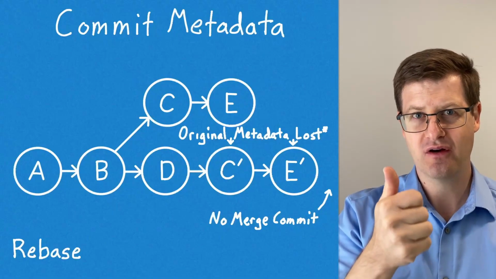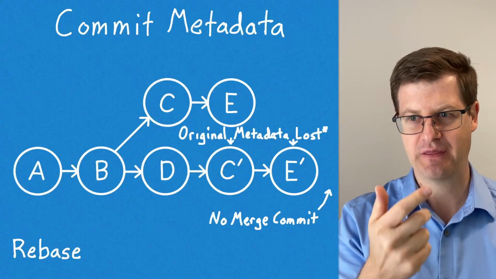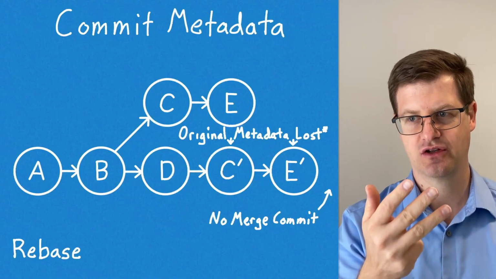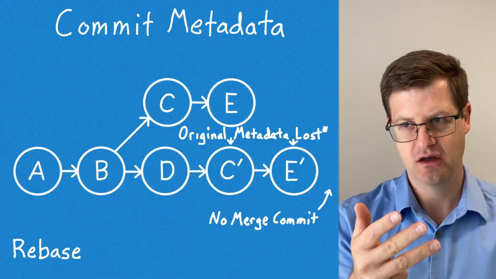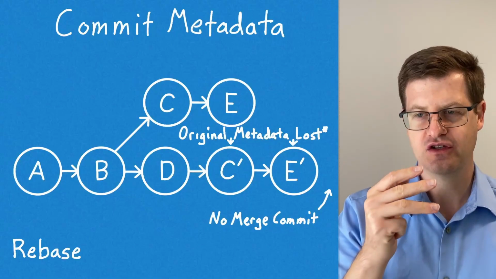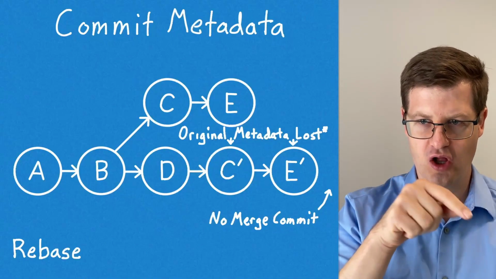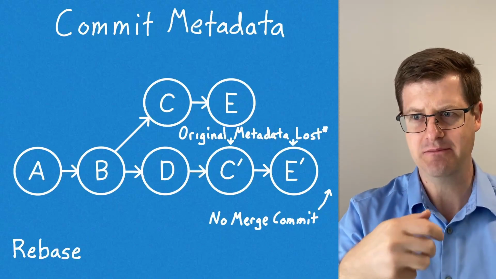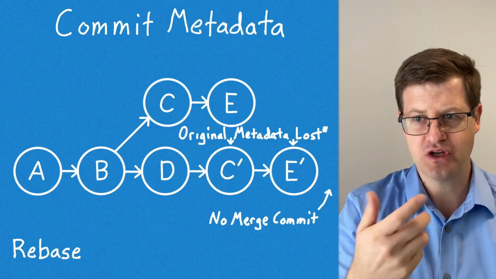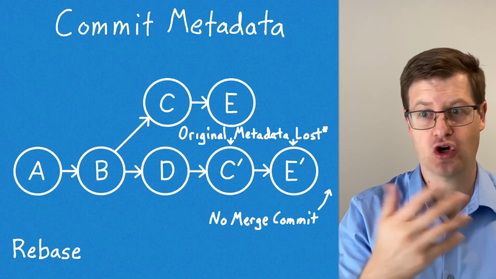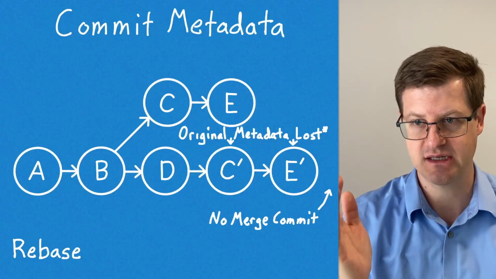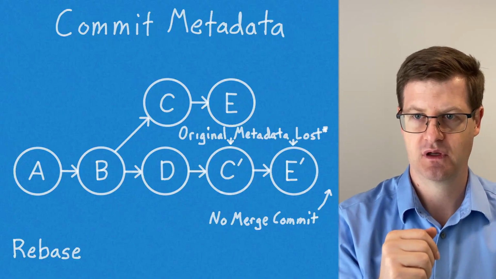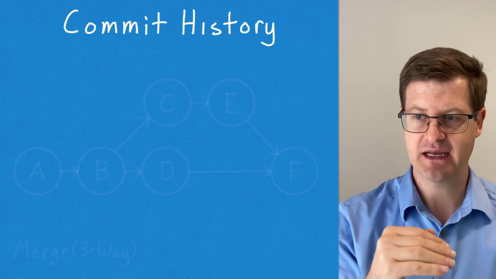So the author and message are maintained, but the committer changes and the SHA hash changes. The commit SHA changes. So there's no merge commit, but all of the original metadata is kind of either lost or replayed. But the original commits, as Git looks at them, are gone. C and E do not exist in the main branch after this rebase merge. So that's metadata. Now we'll look at history.